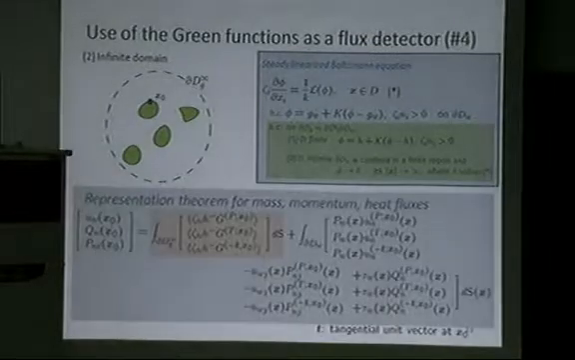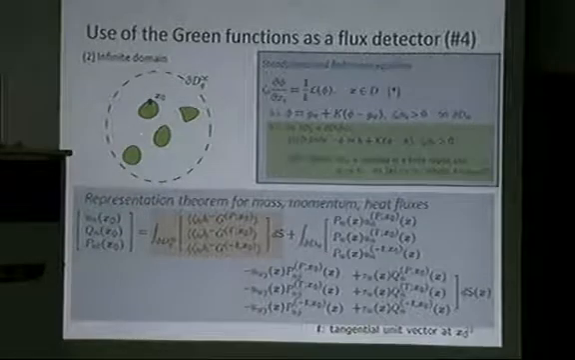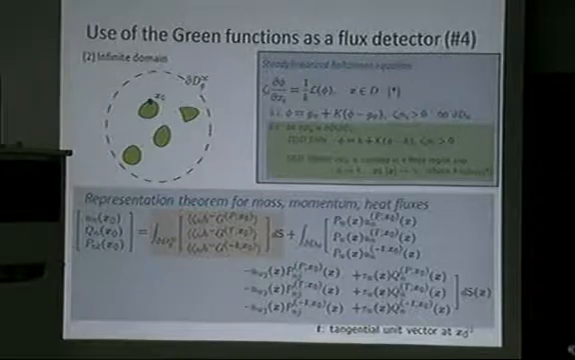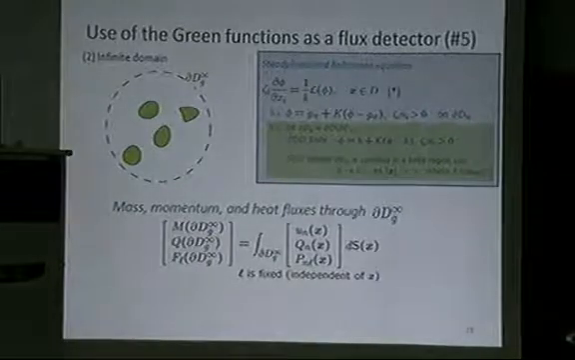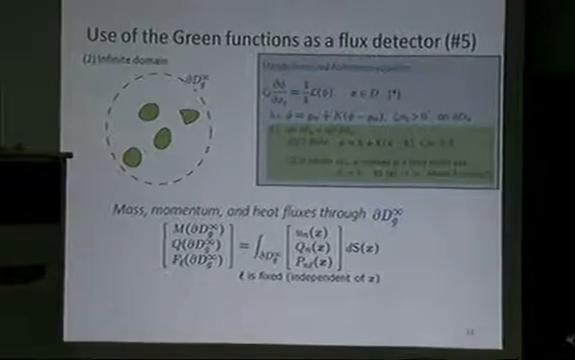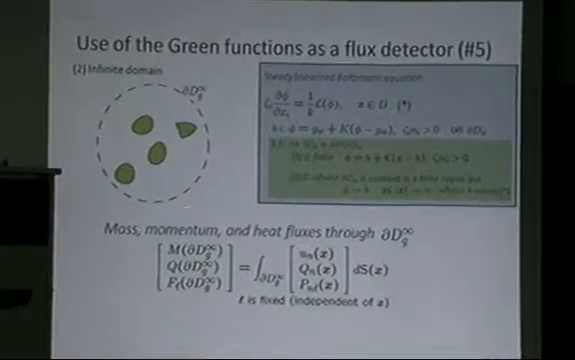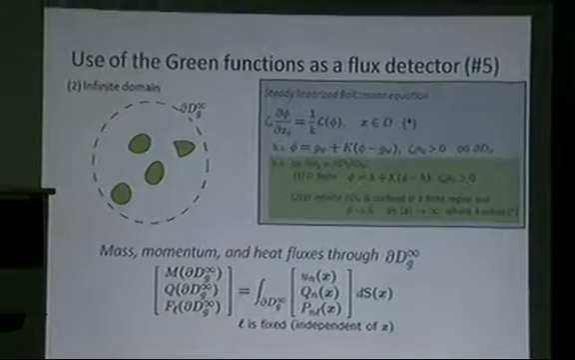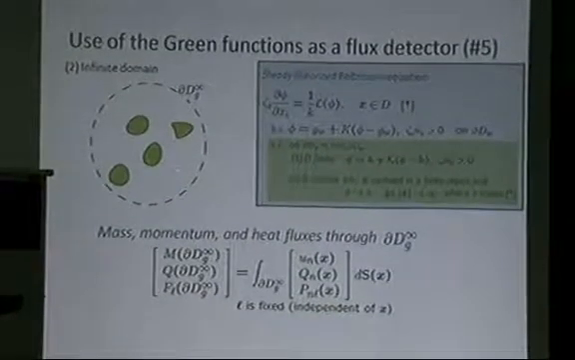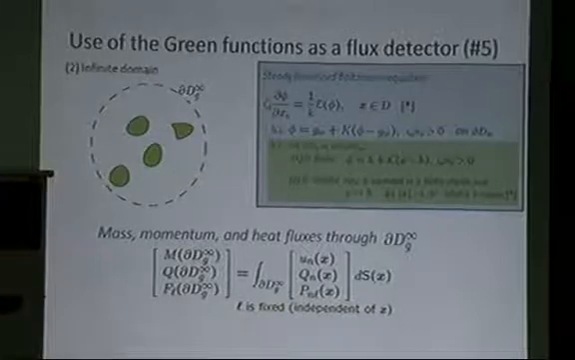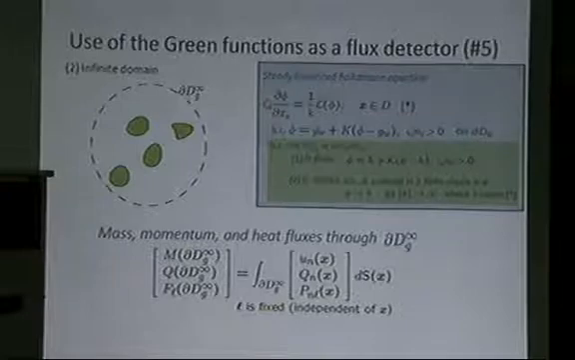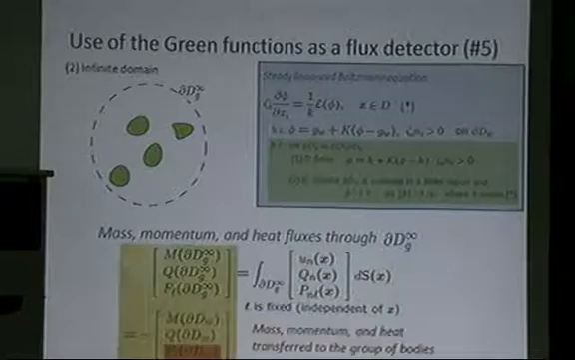This is the same as before for the finite domain case. But for the flux at the far distance, we do not put the point source. Instead, we will consider the mass, momentum, and heat flux passing to this control surface, the four control surfaces here.